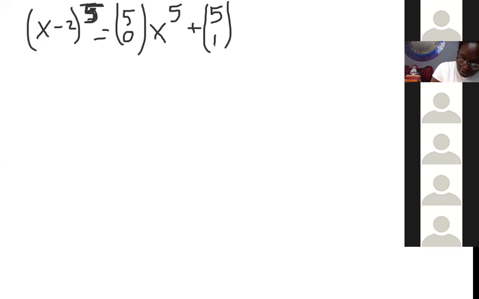And the power on the x is going to be the 4th power, but the power on the negative 2 is going to be 1.